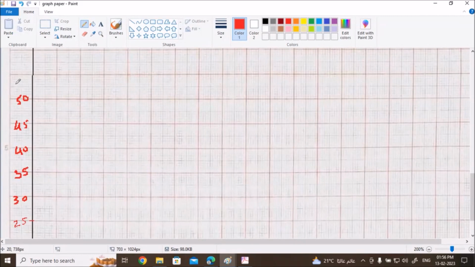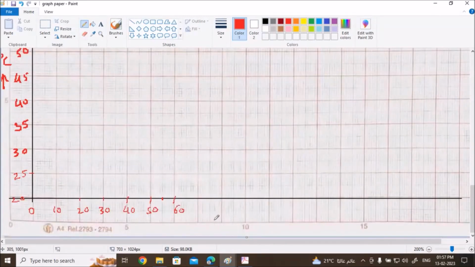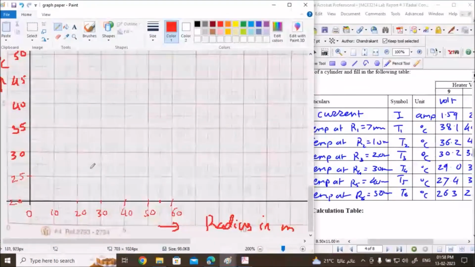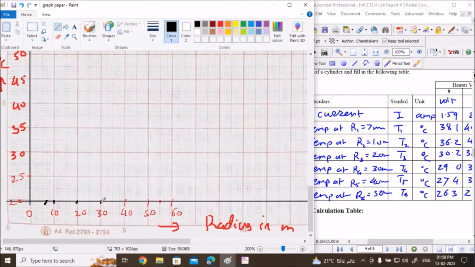So we can choose 50. On the x-axis is the radius in meter, and right here temperature in degree centigrade, with the arrow, don't forget. Okay, now we already have the lines and we will plot the graph. First the radius is 7, so I will mark here, then 10, 20, 30, 40, 50 and 55.